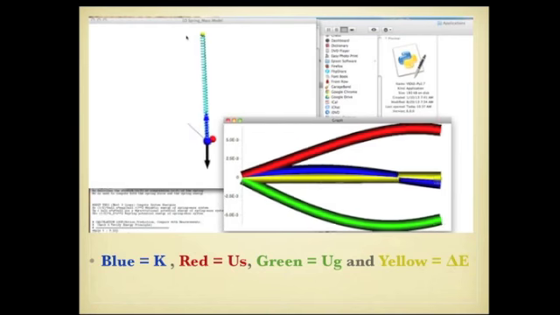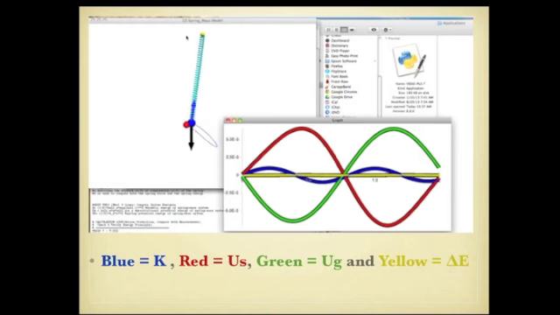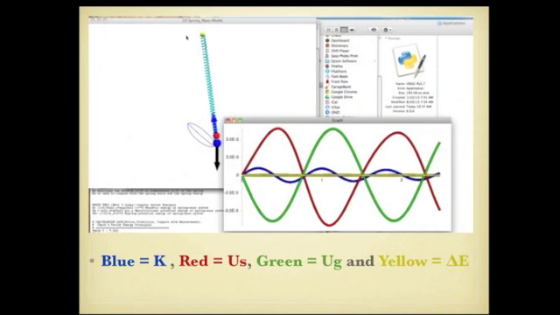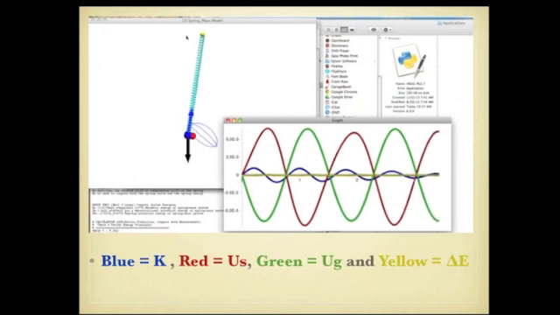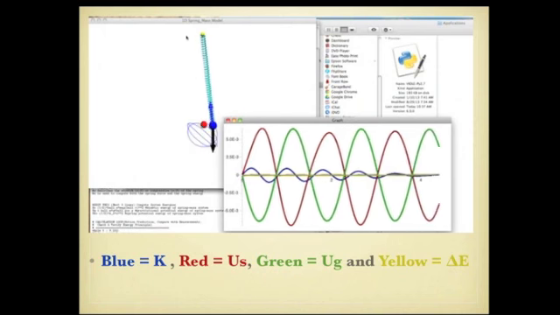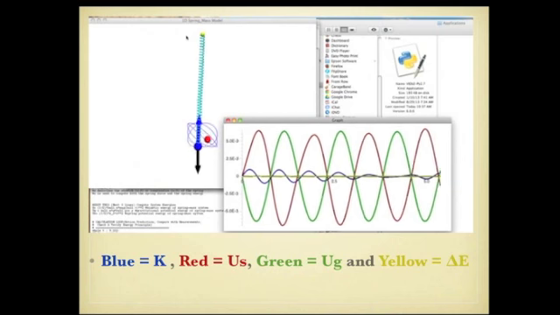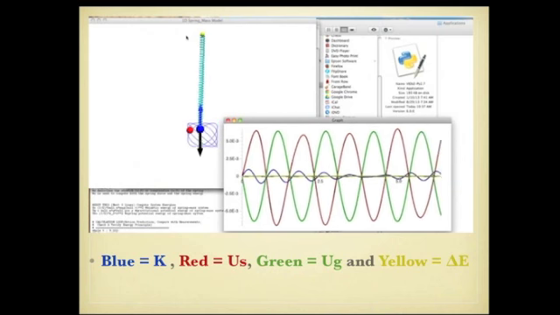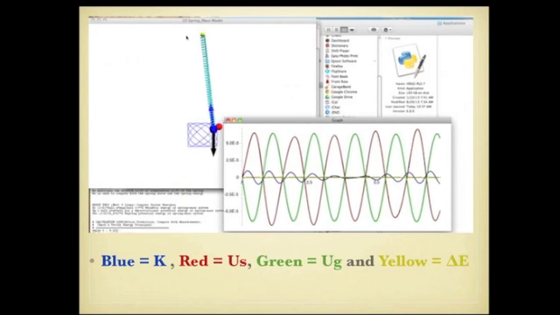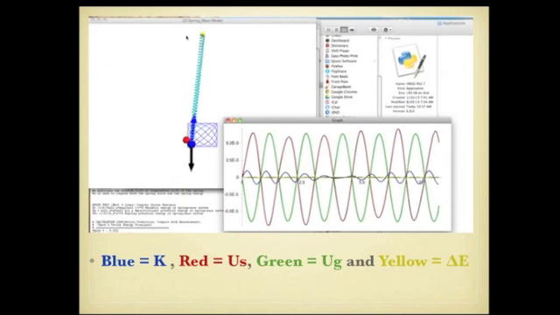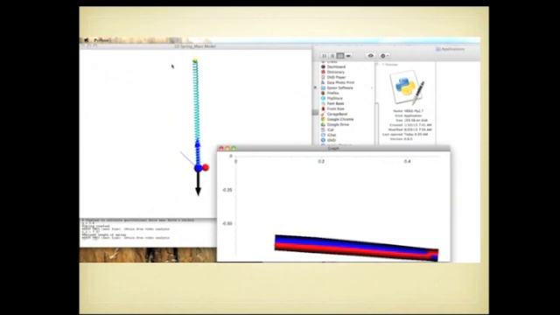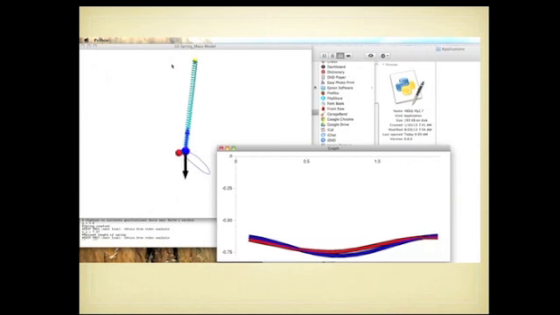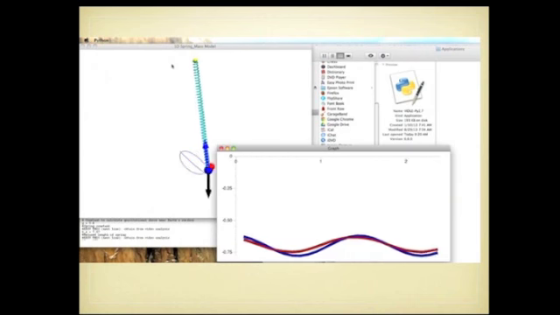And here's the simulation. And you can see in blue is the kinetic energy, red is the potential energy of the spring, green is the gravitational potential energy, and yellow is our change in energy, which is nice and even and level all the way across, which is what we want to see. Now, in the next one, we change the plot a little bit so that it's just the position of the computer model versus the position data from the video.